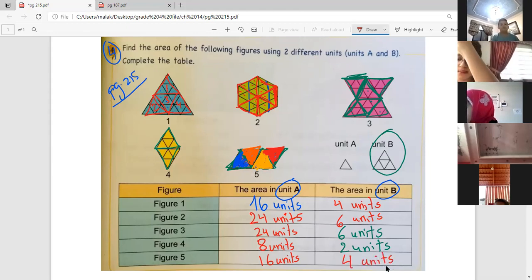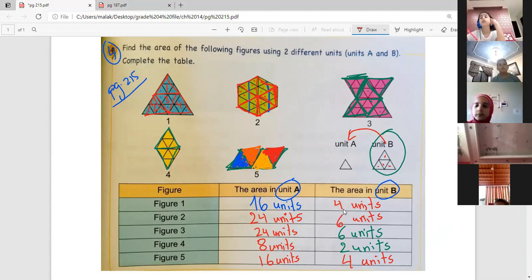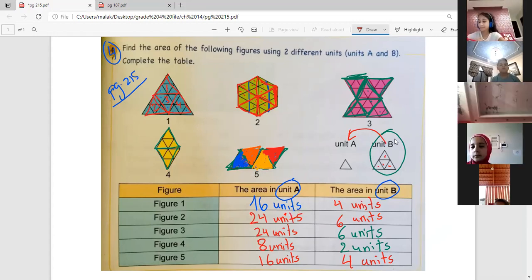Teacher, yes, Murad. If we did the first B we can multiply the number by 4. With four, bravo. Why do we have to multiply by four? Because here we have four triangles. The unit B, the difference between it and unit A is that it is times four, right? Yes, teacher. Bravo Murad, excellent. So multiply: four times four is 16. Six times four, 24. Two times four, 8. Four times four, 16. The answers come out in unit A. Bravo, Murad. Proud of you.